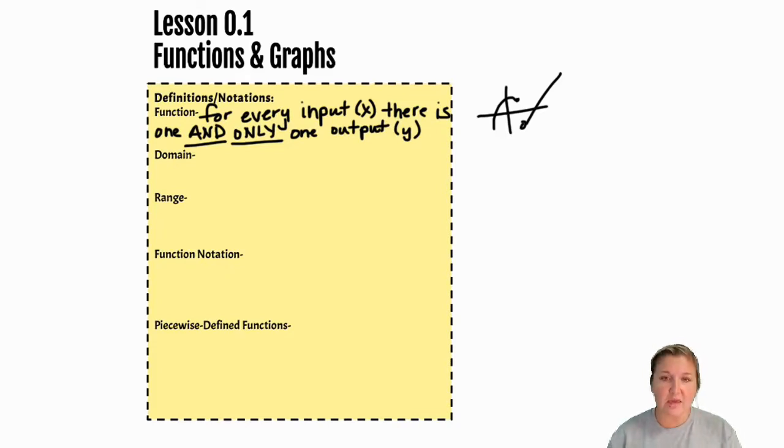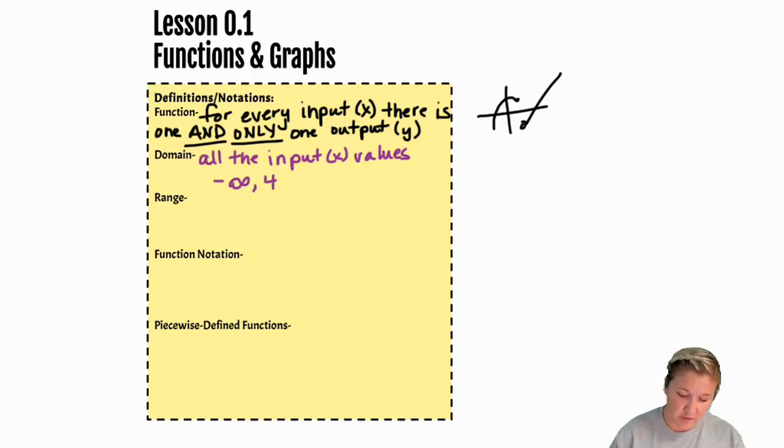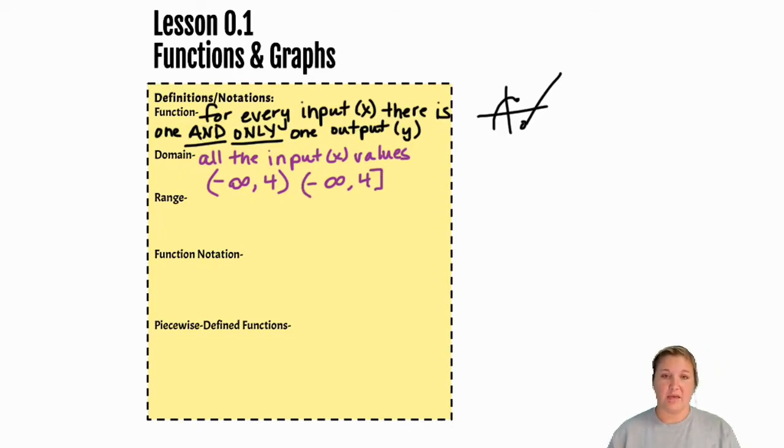Okay, the second thing we're going to talk about is domain. Domain is all the input values, also called the independent variable. All of that is our x. That's going to be our domain, and we are going to use interval notation. So if our domain were to stop at 4, it would go from negative infinity up to 4, and it either doesn't include 4 or includes 4 depending on the bracket. Just a quick refresher on those brackets.